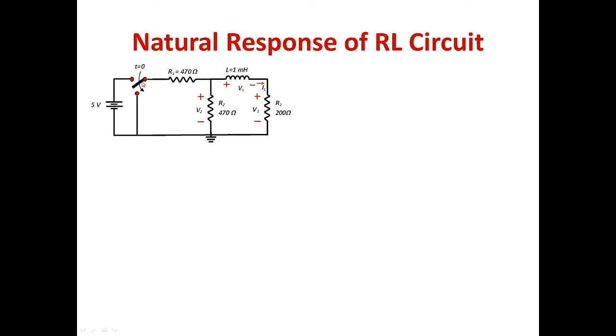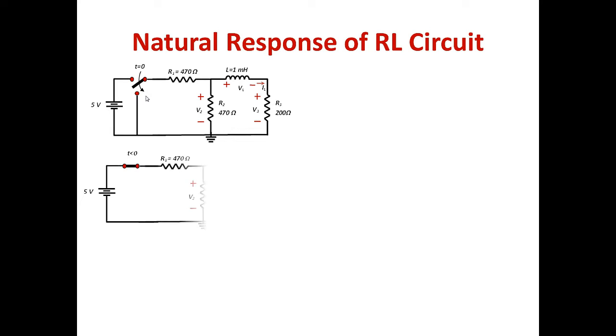Now you need to pay attention to the switch here. The switch will transition from applying 5 volts to short circuit at t equals 0. So to understand that this circuit becomes source free through the transition of the switch, I recommend you draw the circuit for t before the switching and t after the switching.